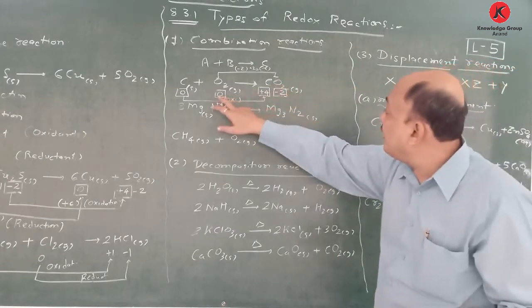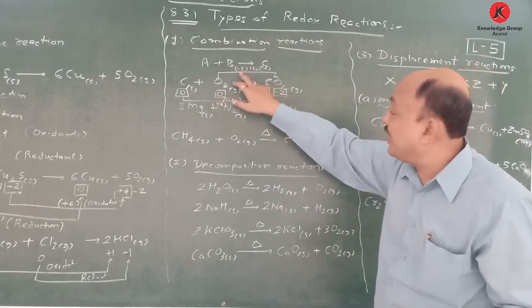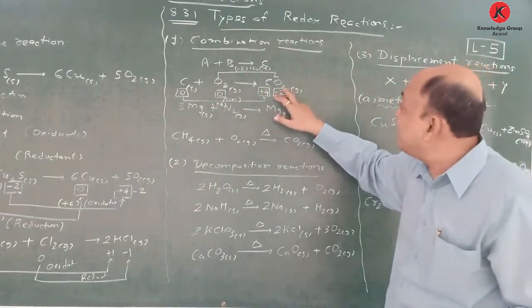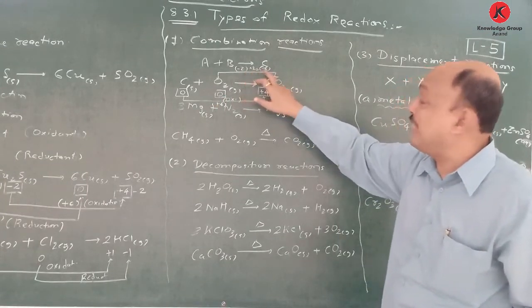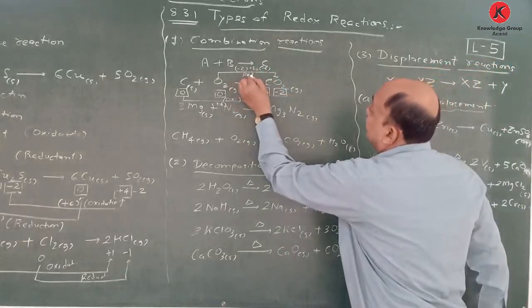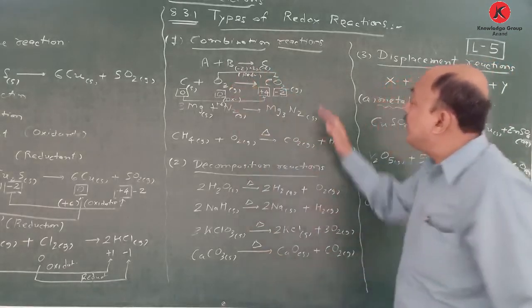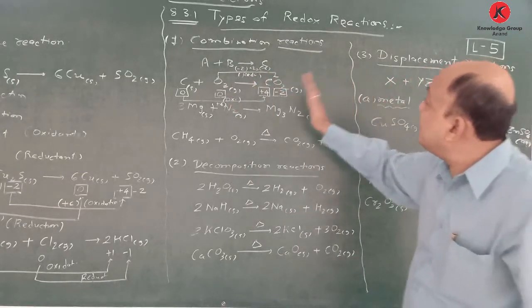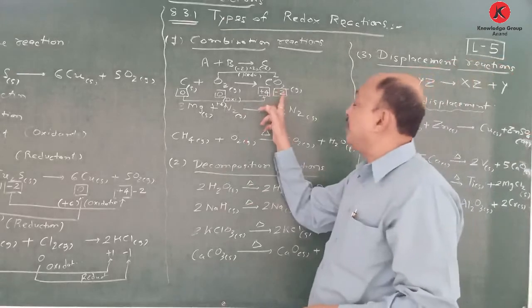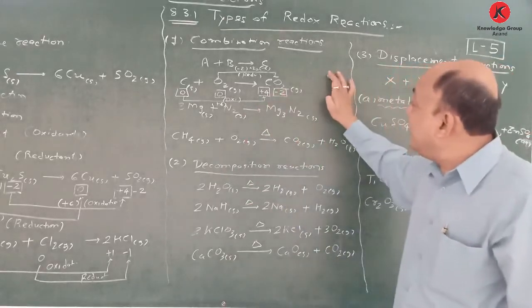So first of all you have to write 0 to -2, first write down -2, and then multiply with 2, because it is a balanced reaction, -2 into 2, therefore -4, and that is nothing but the reduction reaction. So understand that particular point, and it is considered as a combination reaction. Carbon reacts with oxygen and produces carbon dioxide gas.